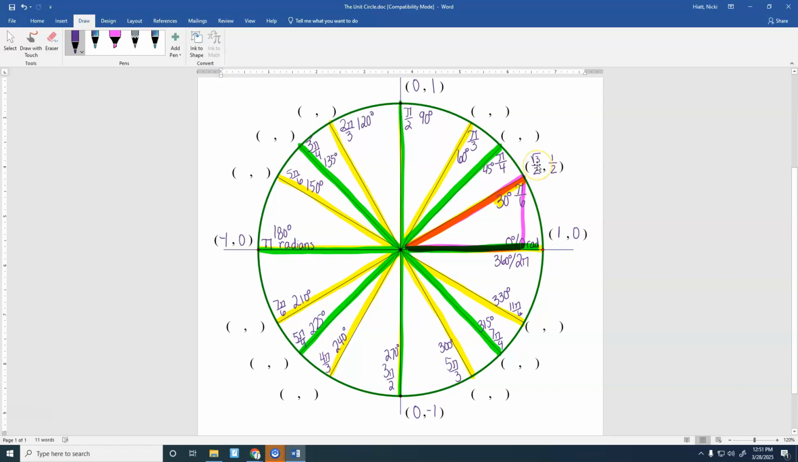Which one is bigger, square root of 3 over 2 or 1/2? Square root of 3 is bigger than 1, right? Because square root of 1 would be 1, right? So square root of 3 over 2 is bigger than 1/2. So the square root of 3 comes first. That's your x coordinate. You go further over in the x direction and then up, not as far, to 1/2.